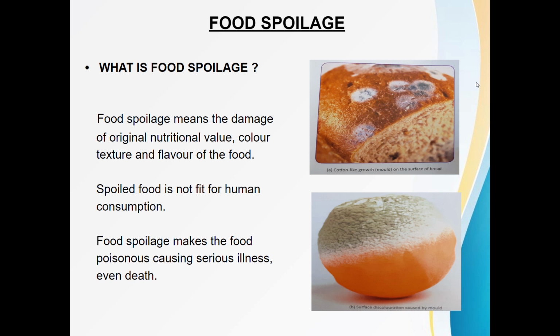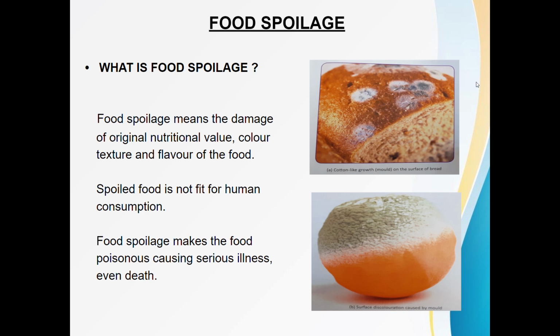What is food spoilage? Food spoilage means the damage of original nutritional value, color, texture and flavor of the food. Spoiled food is not fit for human consumption. Food spoilage makes the food poisonous, causing serious illness and even death.